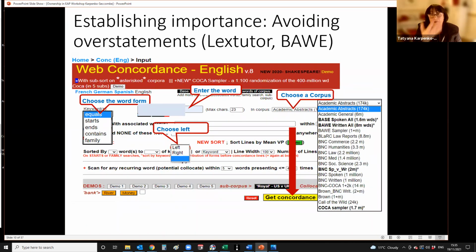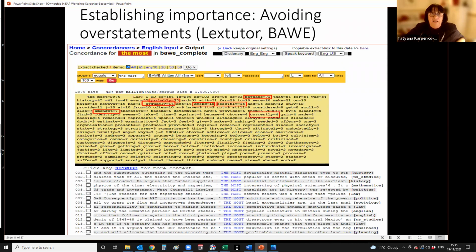Another point that I'm making is avoiding overstatements, which also happen at this initial stage of talking about the area of research. So to demonstrate how academics try to avoid overstatement, I run with them the search on the most, but this time looking on the left of the keyword. And there is in LexTutor Concordance a recent addition, a yellow box where all the collocates are placed in the order of frequencies.